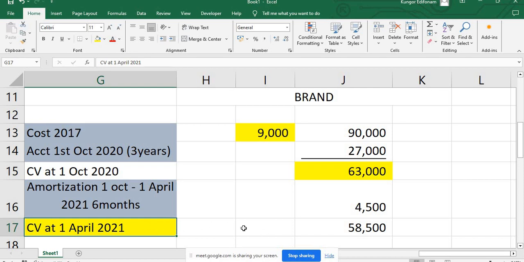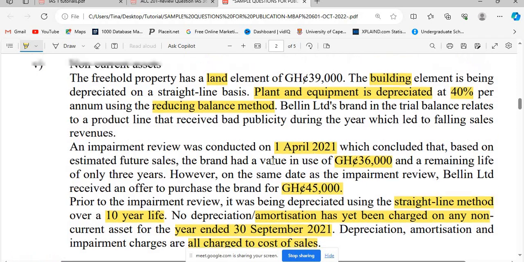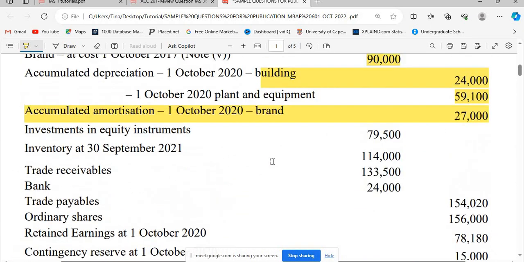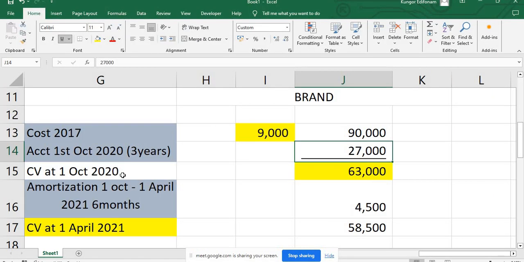But the component of the 3 years 6 months is that the first 3 years has already been exhausted, and its related accumulated depreciation is 27,000, which we were given in our statement. So it is here. This is 27,000, we were given that. Moving forward, it ended on the date with which we were starting a new year, and the new year is starting from 1st October.